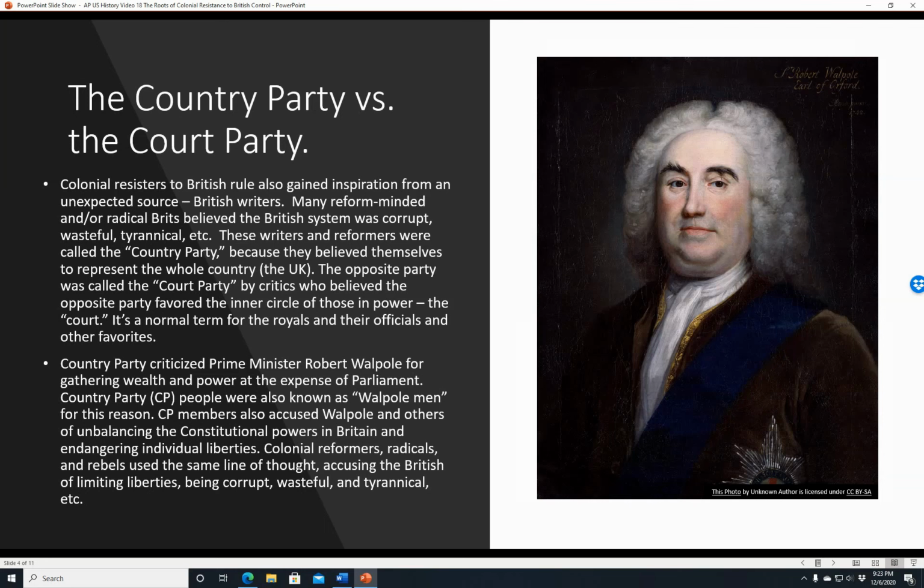The opposite party was called the Court Party by critics who believed the opposite party favored the inner circle of those in power, which would be called the court. That's a normal term for royals and their officials and other favorites. The king's court, the queen's court. The idea is a monarch has officials who are very close and other people who exist in that court for whatever reason, and those are the insiders.